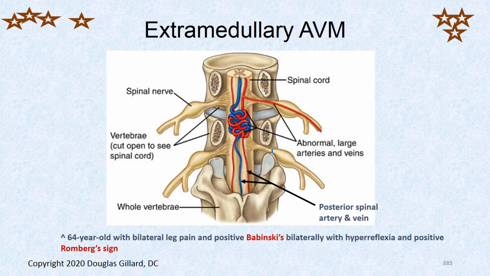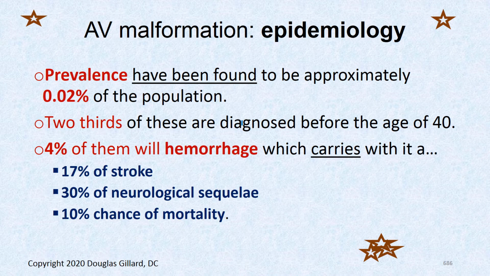And let's see, yeah. So this is a 64-year-old with bilateral leg pain, a positive Babinski sign, hyperreflexia, positive Romberg sign, all signs of myelopathy, right? Not this time, not because of central stenosis pushing on the back of the spinal cord, but we have this big extramedullary AV malformation that was the cause of this thing.